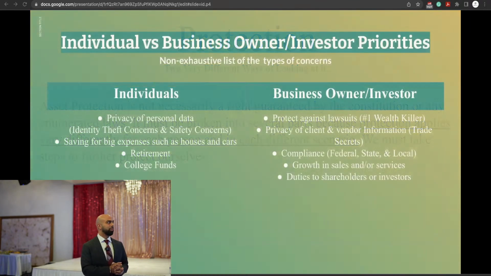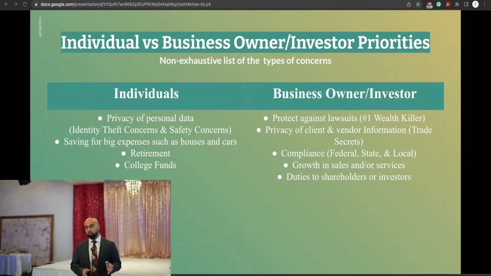So what are some of the priorities that we have as individuals? We're focused, and this is a non-exclusive list, meaning that every person may have more priorities, and I may not know necessarily what you're looking at. But what I do want you to realize is that most of these are pretty universal for all of us. Privacy of personal data, like we were just talking about.